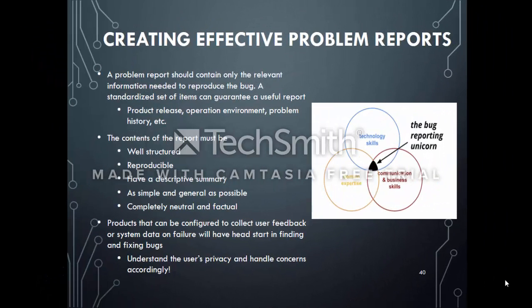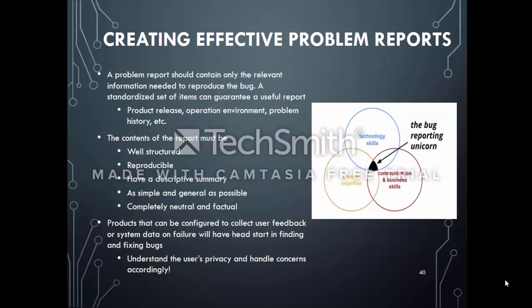Efficient problem recording, tracking, and management is essential to the maintenance of any program, and that starts with creating effective problem reports. A useful problem report should contain only the relevant information needed to reproduce the bug. A standardized set of items can guarantee that. That includes the product release, operation environment, problem history, experience versus expected behavior, etc.